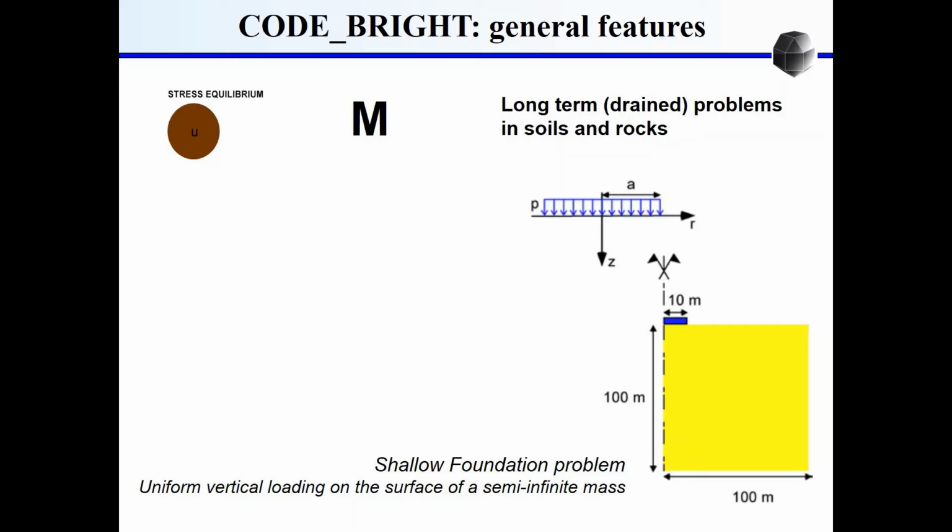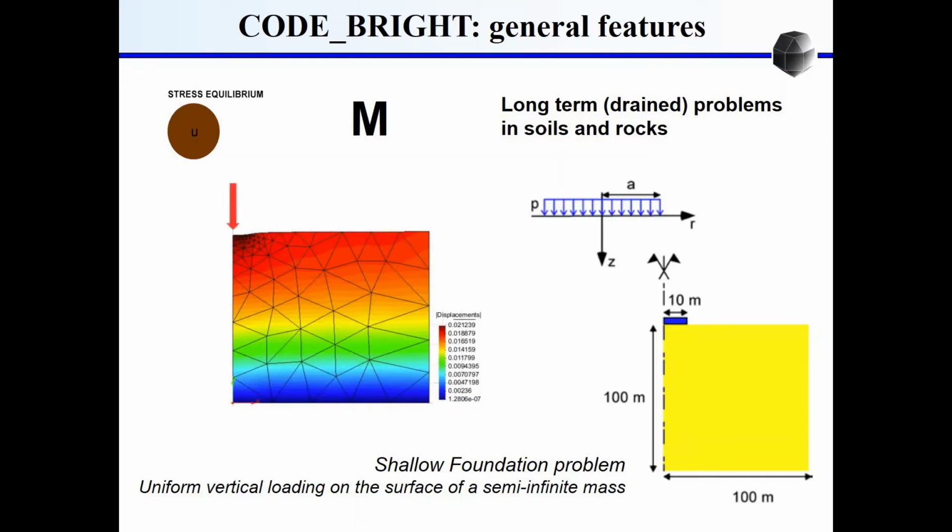About applications, as I said, with CodeBright we can solve just mechanical problems. For example, here we have a shallow foundation problem. We have a vertical loading in a 2D axisymmetric problem, and we want to see the displacements in the surface because of this vertical loading. Okay, so here we have the results after some calculation.